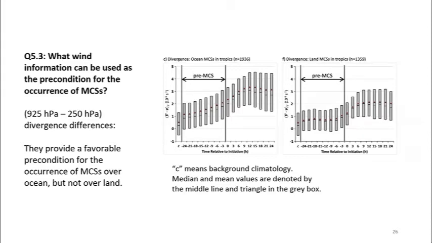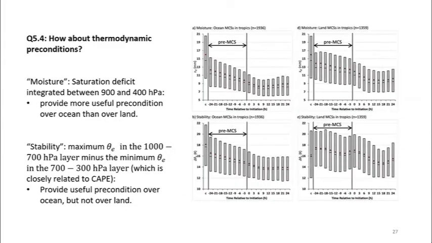Besides dynamic quantities, we have also looked at thermodynamic quantities. Here, I just share two of them with you. The top panel shows the quantity moisture, or exactly it is a saturation deficit. That means the difference between saturated value and the actual water vapor integrated between 900 and 400 hectopascal. Again, you can see there is a relatively large difference between pre-MCS condition and column C. That means this is a relatively good precondition over ocean. Over land, it's useful, but not as powerful.